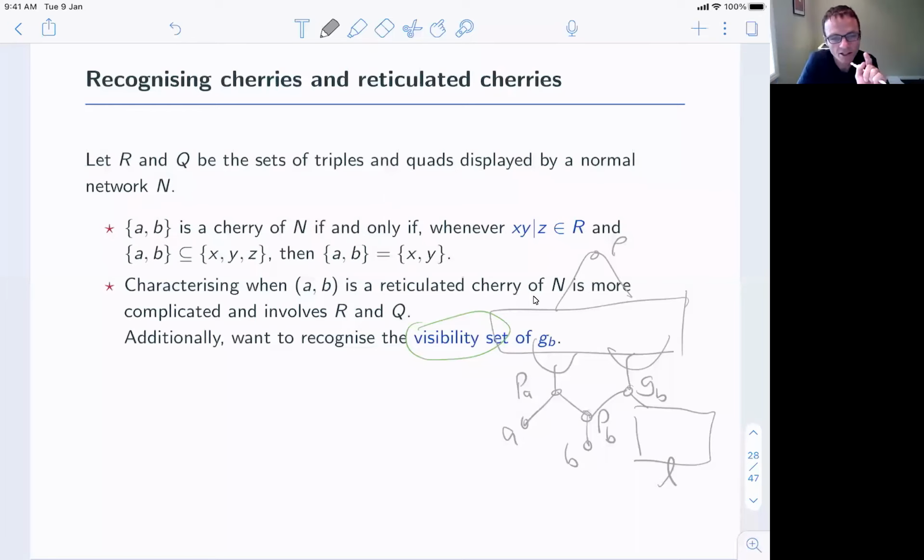So not only do we want to be able to recognize a reticulated cherry using triples and quads, we also want to know the visibility set of GB, and I'll explain why we need that at the end. Now, what sort of conditions might you have here? If the visibility set of GB also contained L prime, then I couldn't have a triple of this form, BL versus L prime.